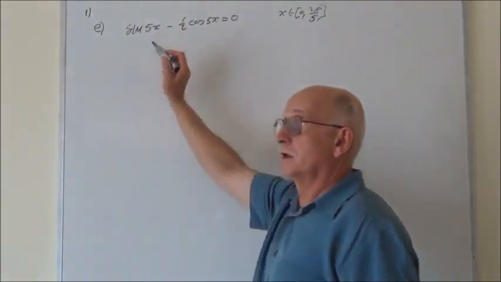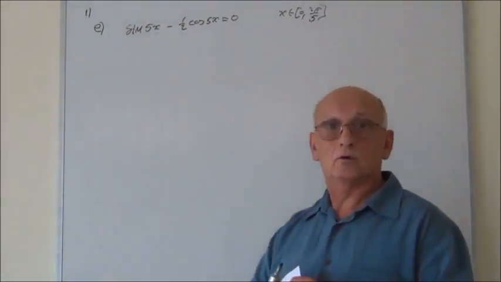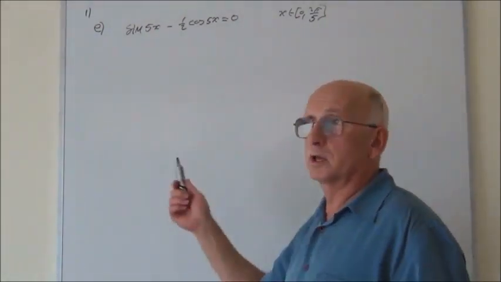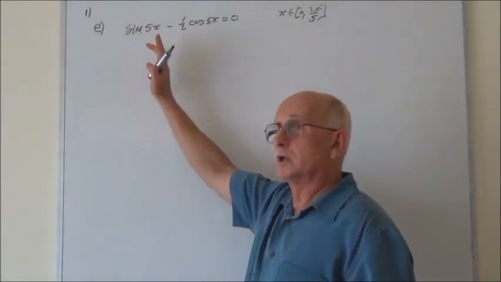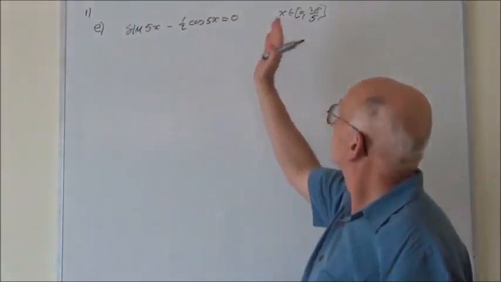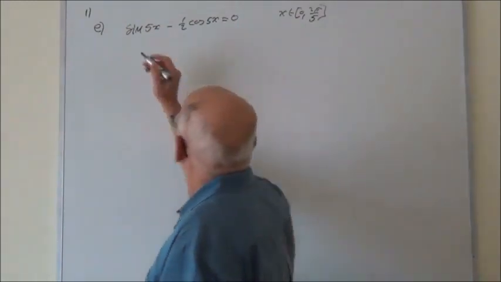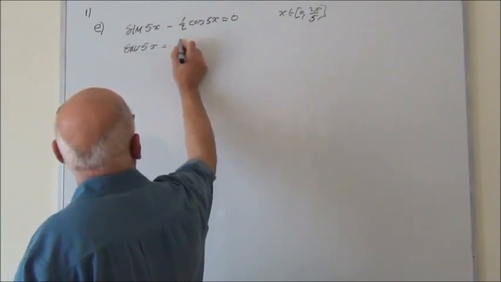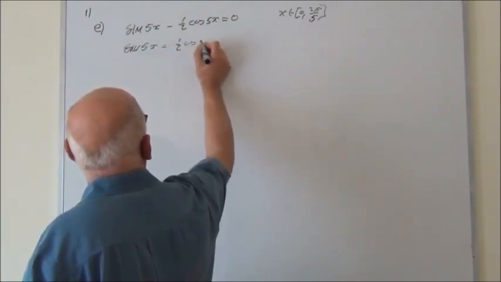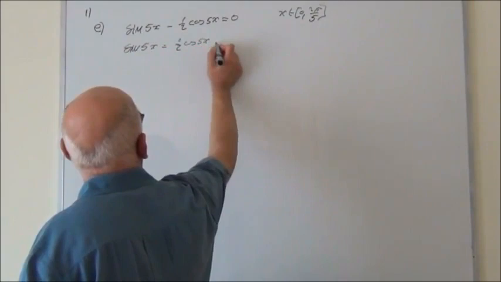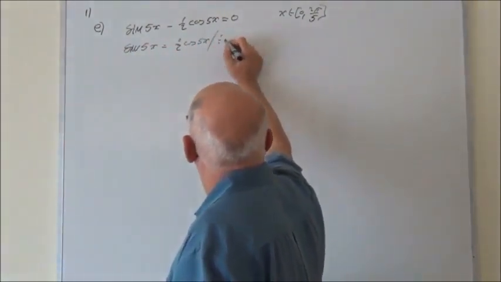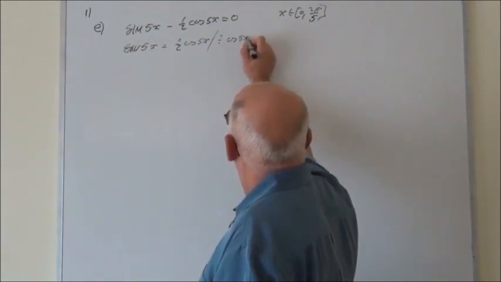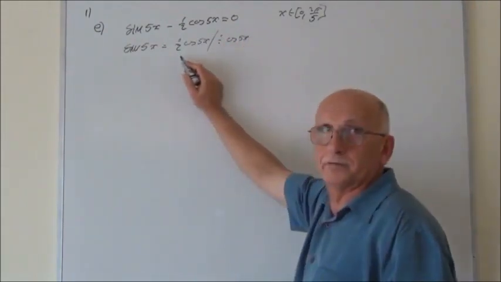Again we have an equation like the previous one that we did, with sine and cosine. We already learned that where only sine and cosine appear, we can divide by cosine. Then the equation is sine 5x equal half cos 5x, and then we can divide this by cos 5x. Don't divide by half.